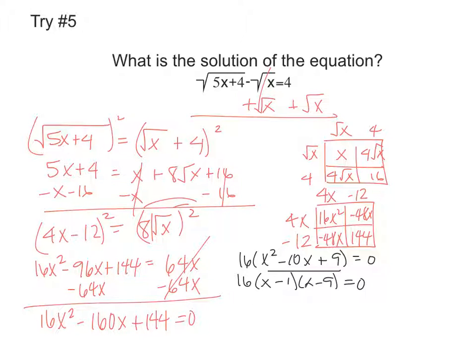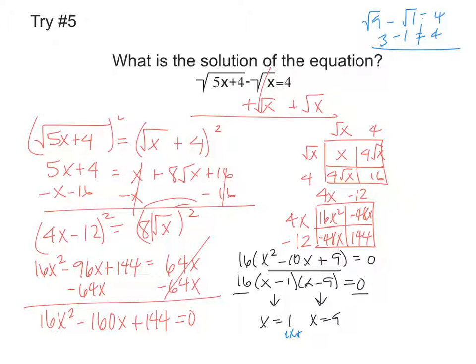So 16, if I set this first factor equal to 0, it's not possible. So 16 equal to 0 doesn't exist. So the factor here would be x equals 1, and here would be x equals 9. Okay, then we are going to check for extraneous solutions one more time. So if I substitute in 1, 5 times 1 would be 5, and then 5 plus 4 is 9. So that's the square root of 9 minus the square root of 1 equal to 4. That's really 3 minus 1. It does not equal 4. Okay, so 1 is extraneous.